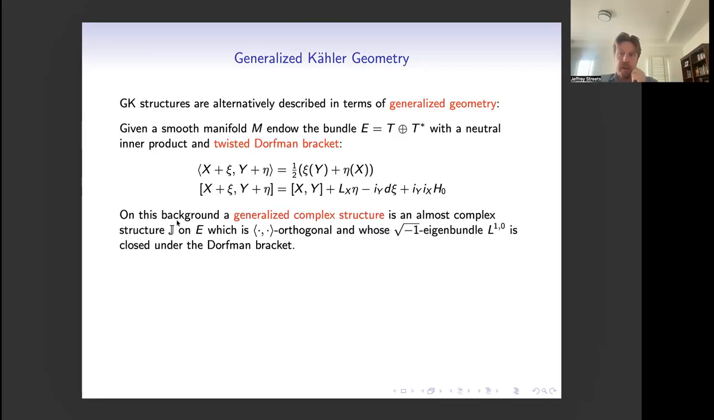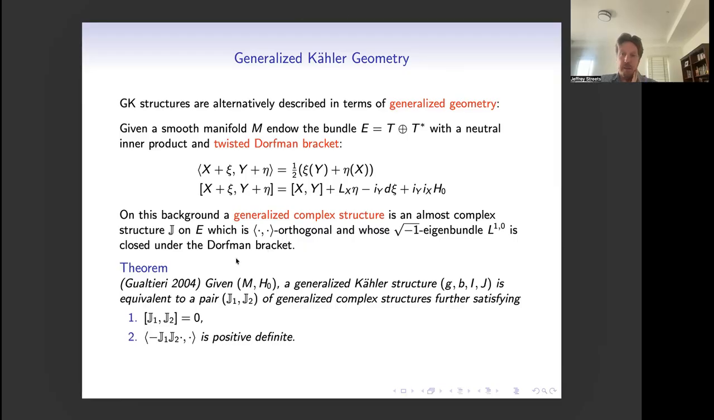And then on this background, we can define a generalized complex structure, which is an almost complex structure, written boldface J, on E, which is both orthogonal with respect to the neutral inner product and whose i eigenbundle is Dorfman integrable. So it's closed under the Dorfman bracket.